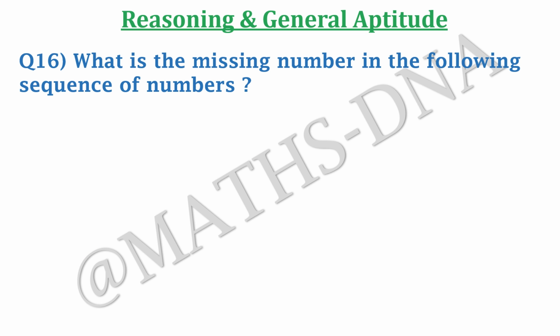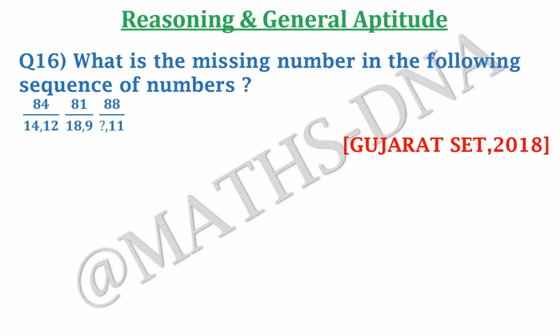Now let us go to the question. What is the missing number in the following sequence of numbers? The sequence is 84 upon 14, 12; 81 upon 18, 9; and 88 upon missing number, 11.